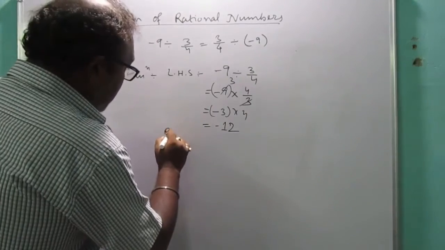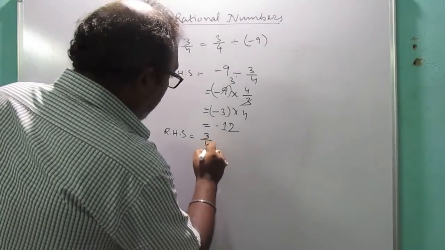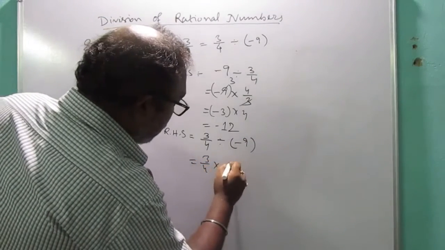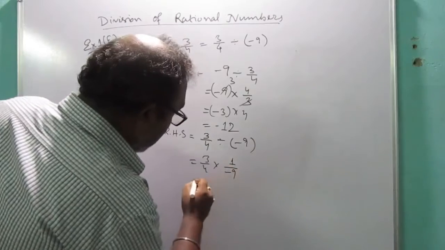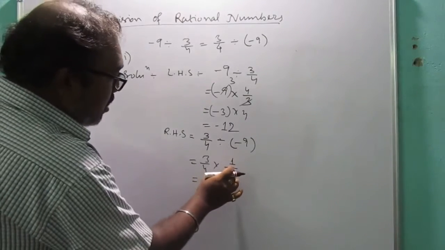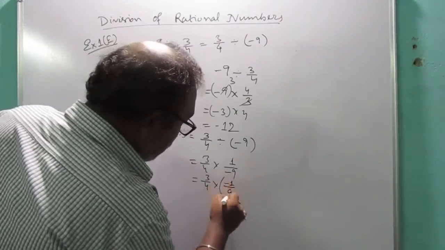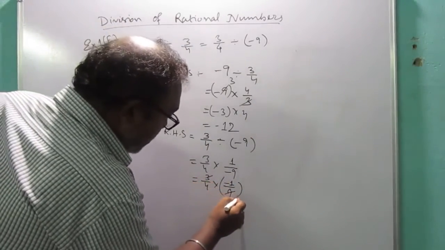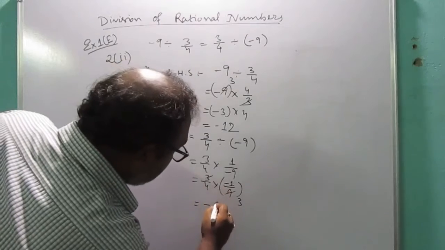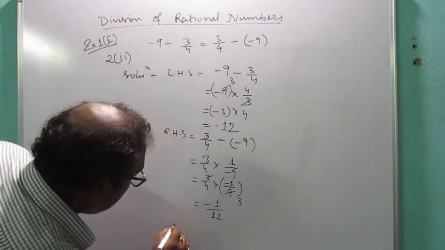And now the right hand side. Now we have to see the right hand side. So right hand side is equal to 3 by 4 divided by minus 9. Okay, so 3 by 4 into 1 by minus 9. Again, we have to remove the negative from the denominator. So it will be minus 1 by 9. Now 3 3s are 9, 3 divided by 3 3s are 9. So what is the answer? Minus 1 by 12.